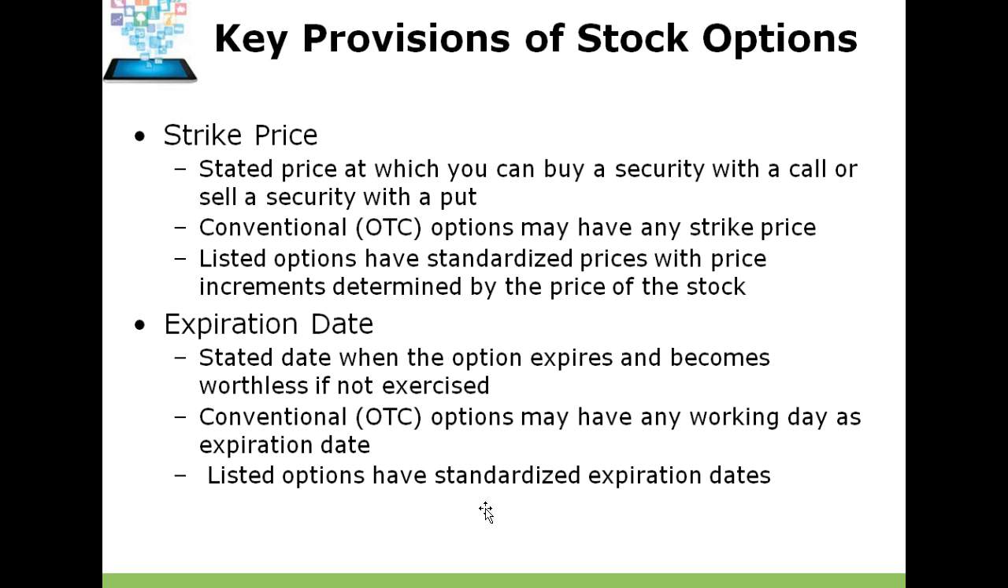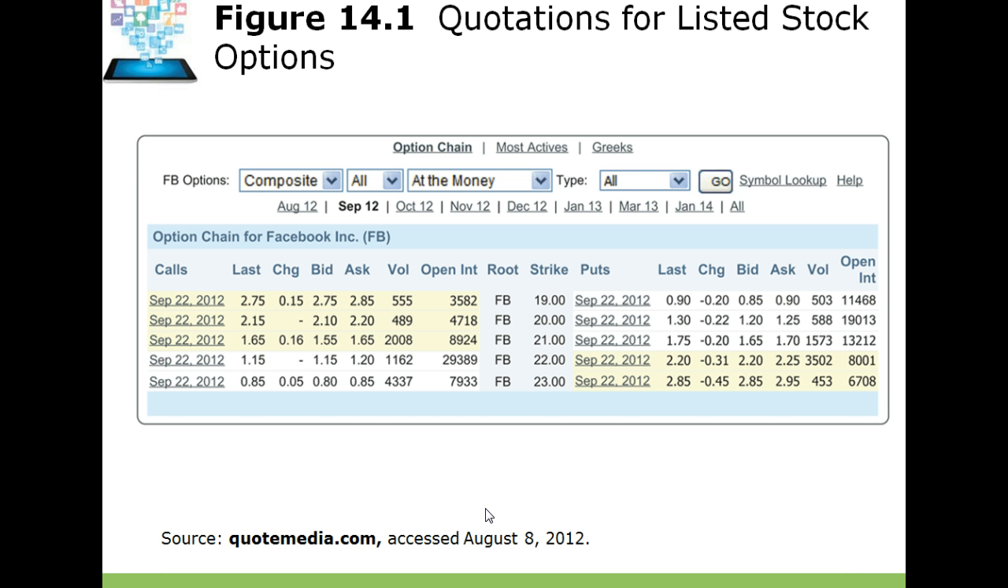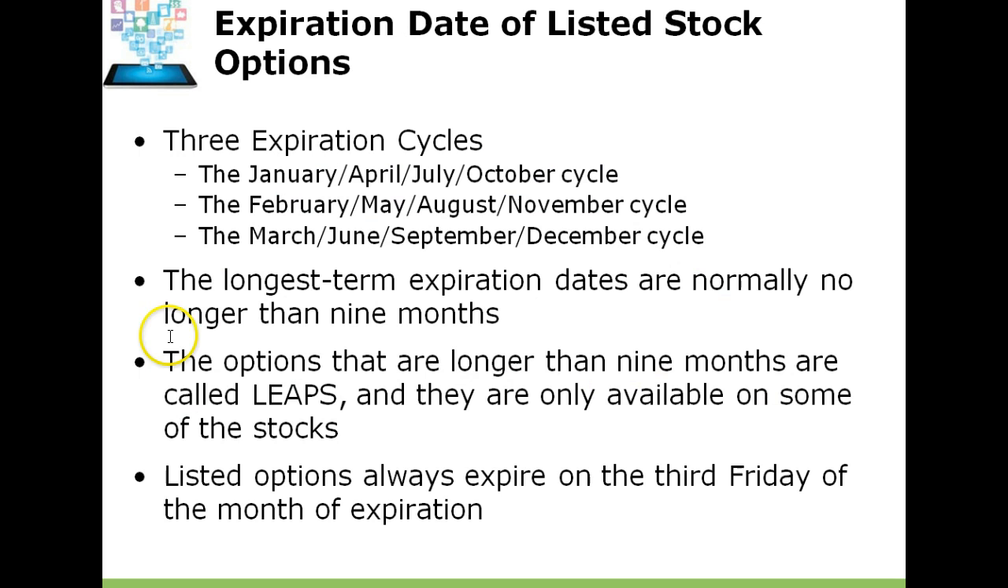The expiration date is the date the contract expires, where it's no longer good, like a gallon of milk. It doesn't last forever. So here are quotations for listed stock options, and you can see this is the date they're going to expire. This is the last price, and then you have the change for the day. They trade as a bid and ask, just like a stock. The amount of volume today, the open interest, the amount of contracts created, and these would be the calls. The other side are the puts. This bid and ask price is also known as the premium.